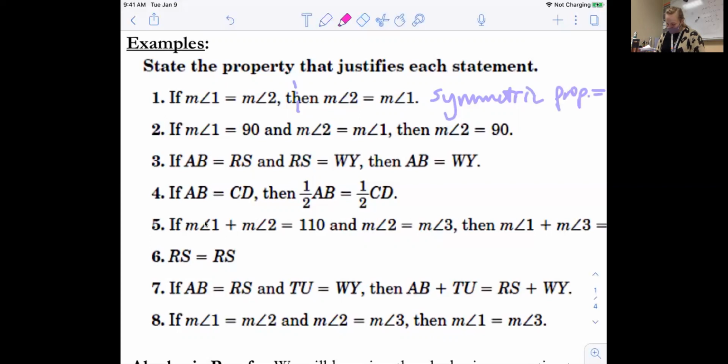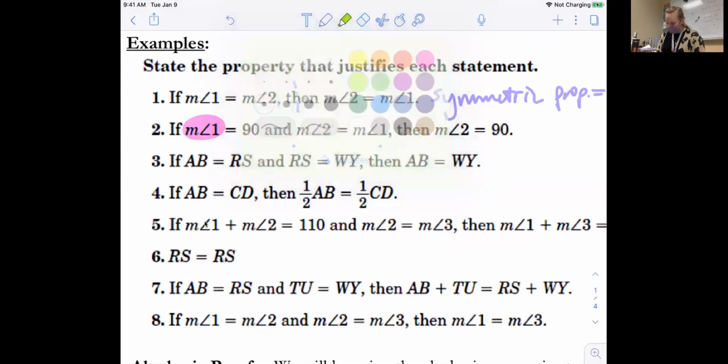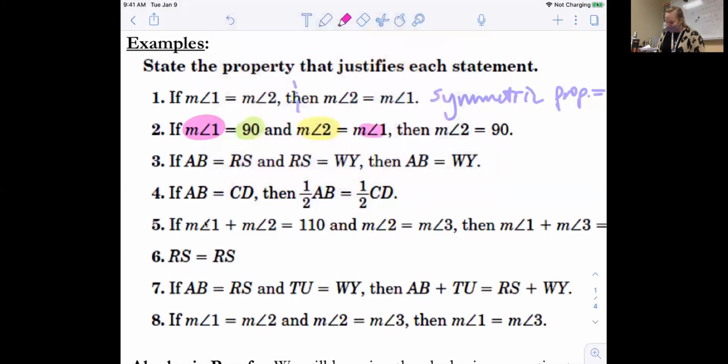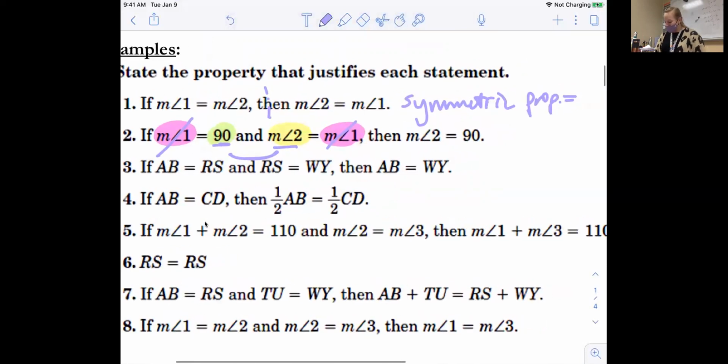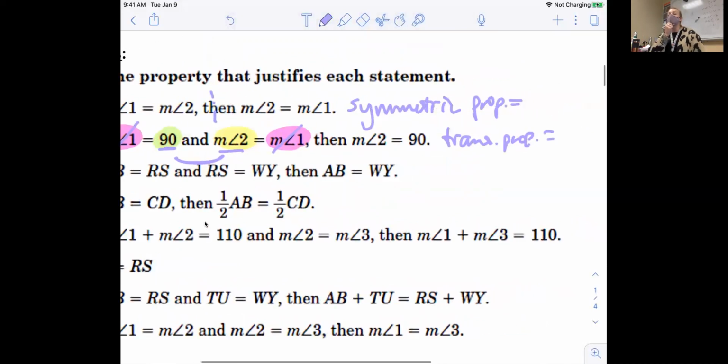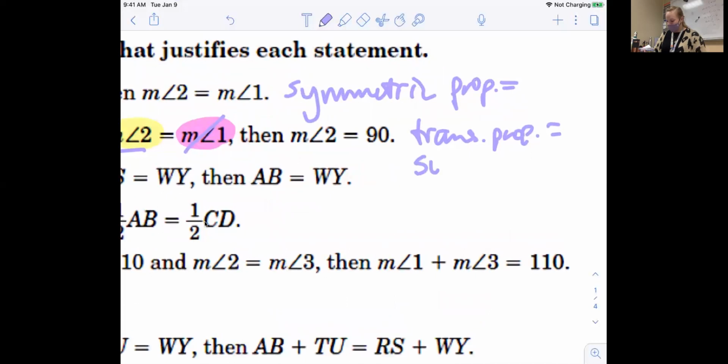Let's see if transitive works. I have measure of angle 1 equals 90. I have measure of angle 2 equals measure of angle 1. Oh, my measure of angle 1's not in the middle, but it's written there twice. Each of those things are equal to measure of angle 1, so I can just set 90 and measure of angle 2 equal to each other. Now, I think first that this is transitive property, but if you also argued this was substitution, I would also believe that. Substitution and transitive are kind of the only two that go hand in hand.